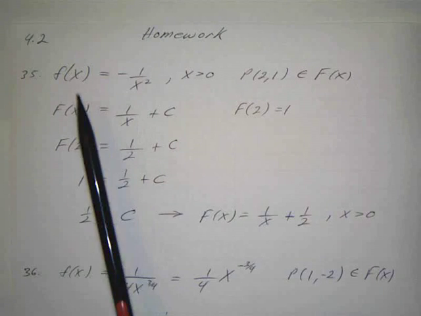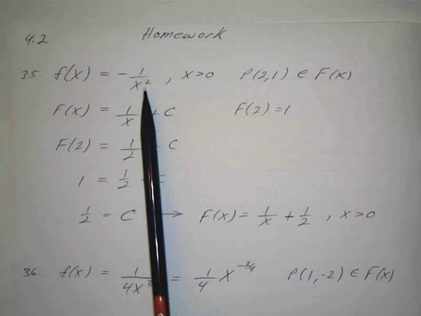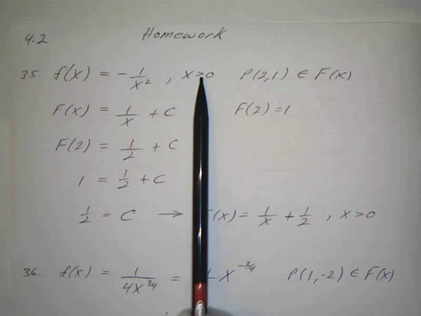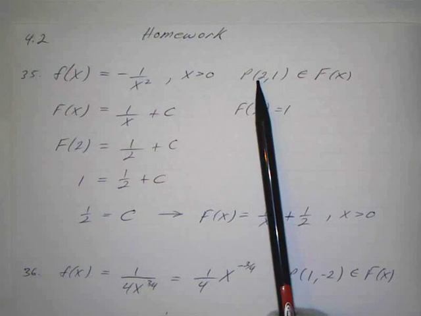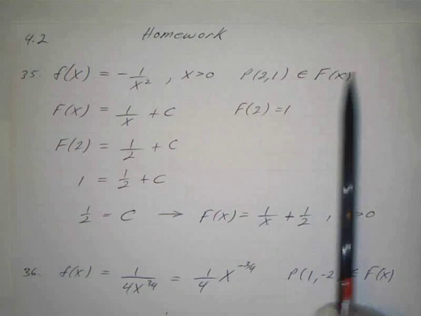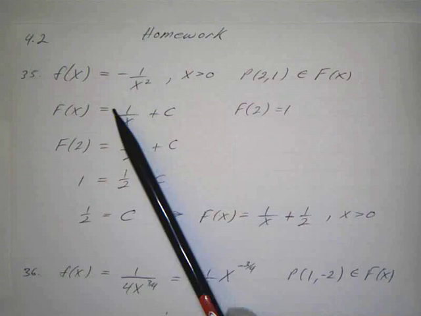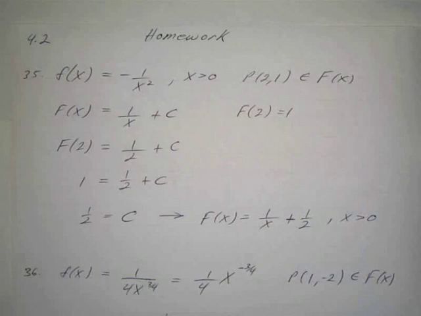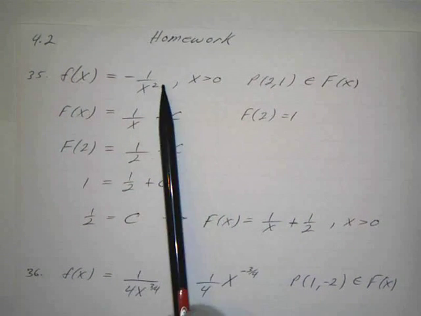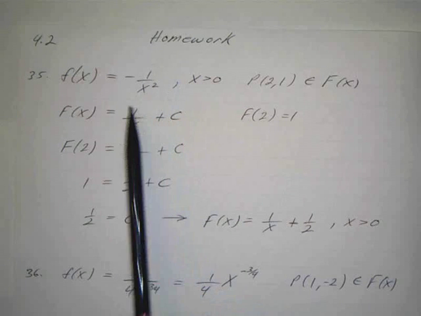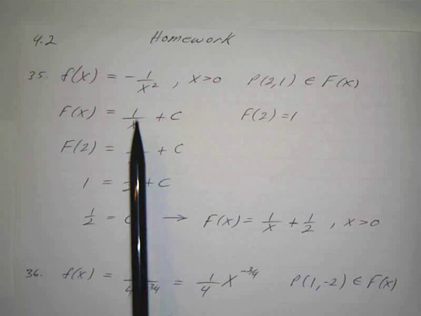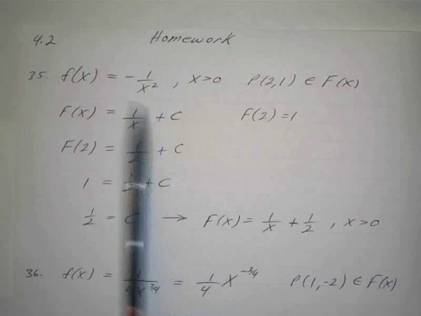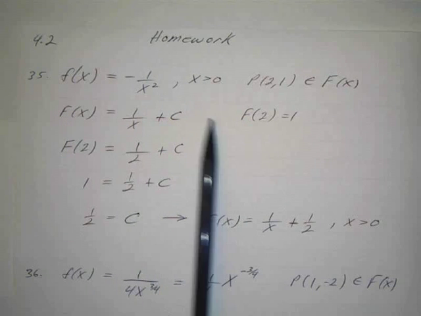So this was my function, f of x, and I'm looking for a capital F of x that's the antiderivative. So f of x equals negative 1 over x squared. X is greater than 0, so we don't have to worry about undefined points. And then the point that belongs to the actual function, the antiderivative, is going to be 2, 1. So if we take the antiderivative of this, we know from our formulas that's just going to be 1 over x. And it's really easy to check: what's the derivative of 1 over x? Negative 1 over x squared. Plus c, so that's the antiderivative.